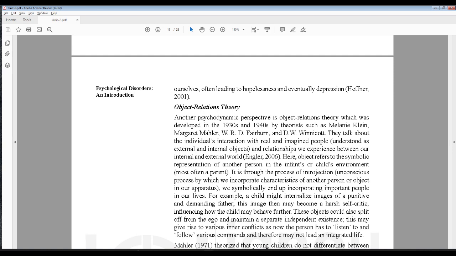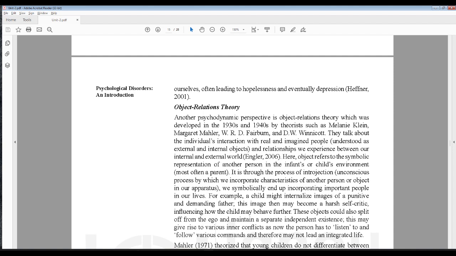Hefner, 2001. Object relations theory. Another psychodynamic perspective is object relations theory, which was developed in the 1930s and 1940s by theorists such as Melanie Klein, Margaret Mahler, W.R.D. Fairbairn, and D.W. Winnicott. They talk about the individual's interaction with real and imagined people, understood as external and internal objects, and relationships we experience between our internal and external world.